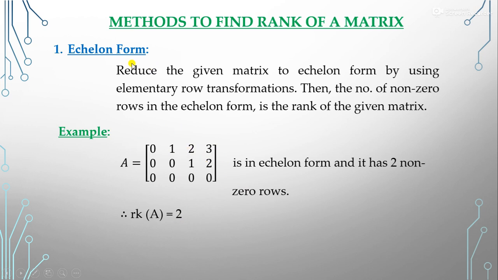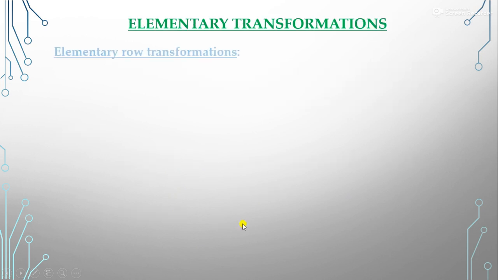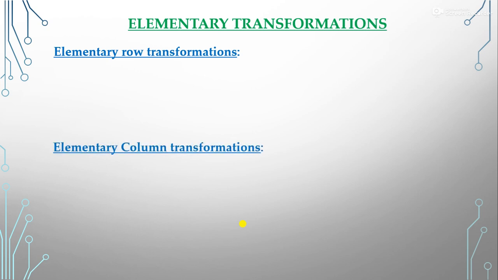So by this method, first you have to reduce your matrix into the echelon form, meaning in this type of form, and then you decide your rank by checking the non-zero rows. How many non-zero rows you have, that is the rank of the matrix. Okay, now let's take an example for this. First of all, I want to tell you what the elementary row transformation is, and similarly we take the column transformation.